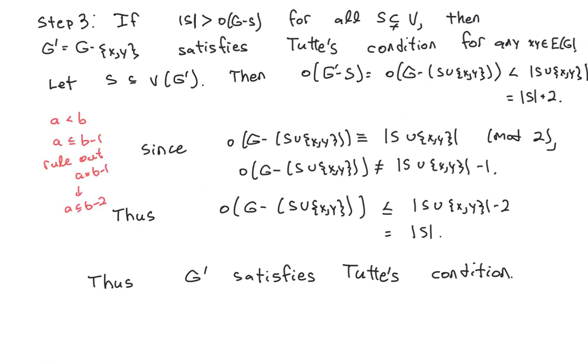This is the strategy going on over here. We're assuming that we know that A is strictly less than B. Because these are integers, it means A is at most B minus 1. But since we want A at most B minus 2, we have to rule out the equality case, and that's what this does. And so thus we know that the number of odd components is at most the size of S union XY minus 2, which is the size of S. And thus we've seen that G prime actually satisfies Tutte's condition.